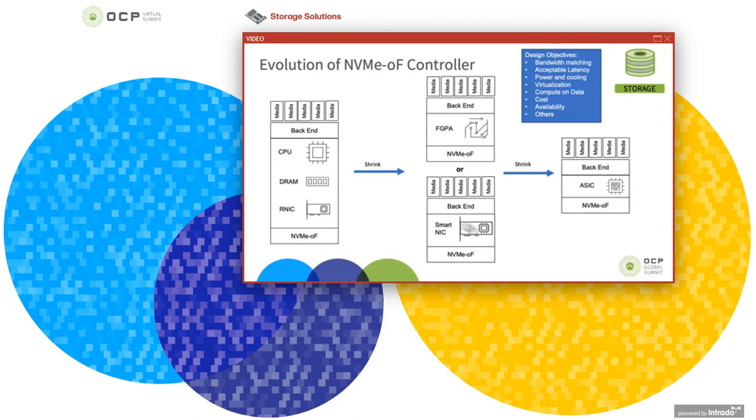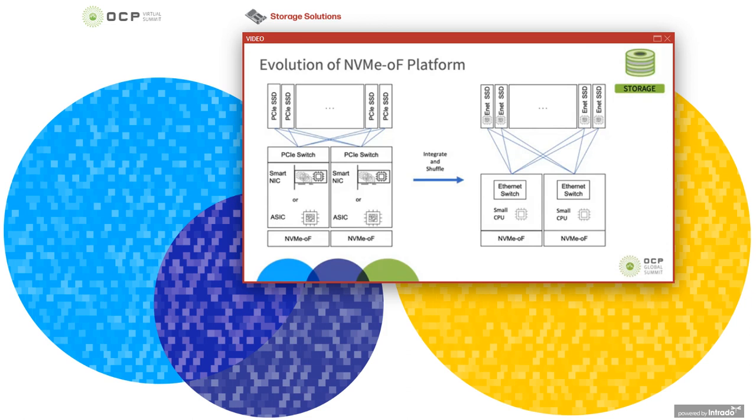Let's move on to the evolution of NVMe over Fabrics platform. Starting from the left side of the slide, the diagram on the left represents the type of designs you will see over the next 18 months or so, 2020 and 2021 timeframe. The diagram shows an NVMe over Fabrics storage platform that is highly available with two I/O modules. Non-HA designs will have just one of those I/O modules.